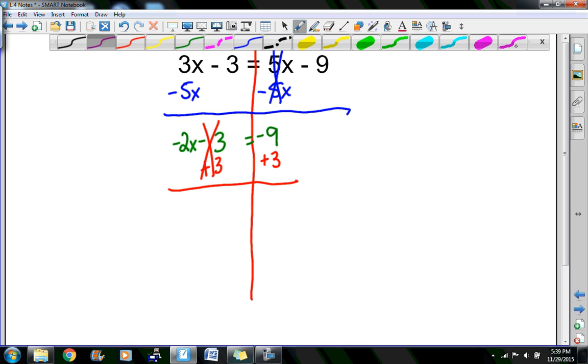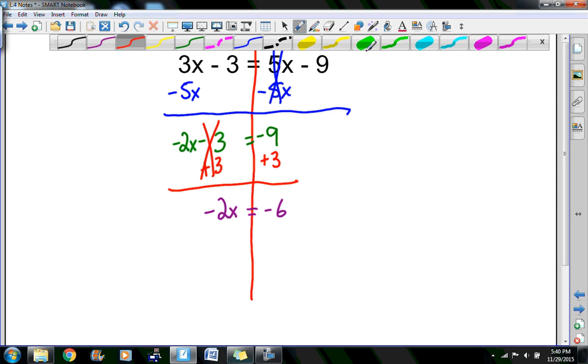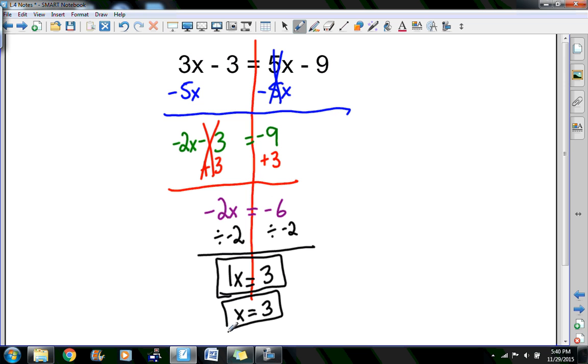So what happens here, I get negative 2x on the left side, and on the right side I get negative 6. Now, let's use a different color. I don't like yellow, let's do black. So now I'm going to divide both sides by negative 2. So I'm left with positive 1x here and positive 3 over here. Now, I did not try to get the same answer twice. It just happened to work out that way.